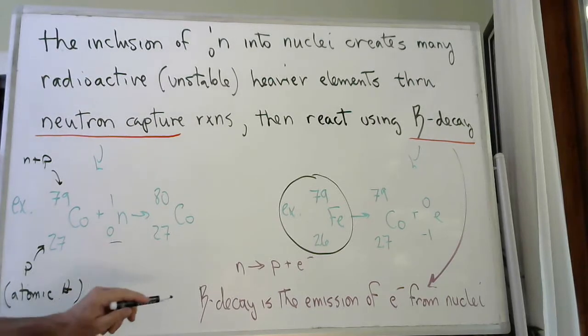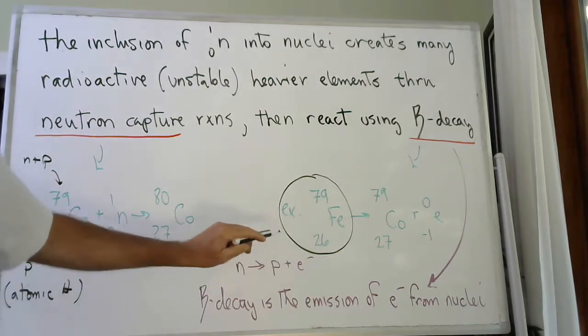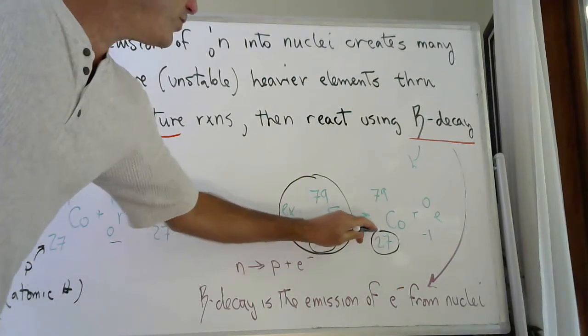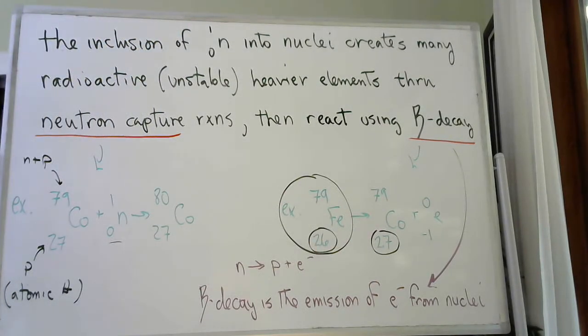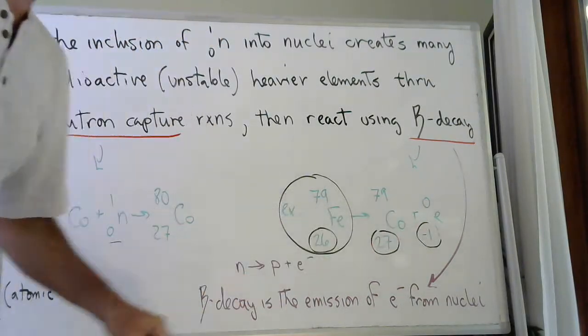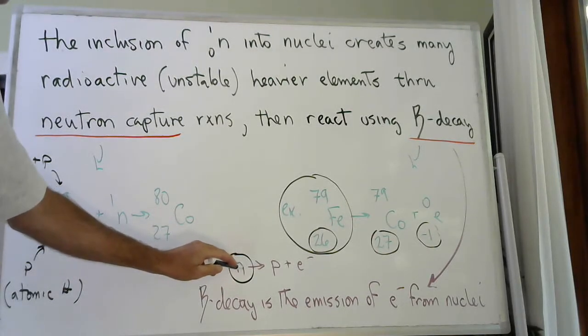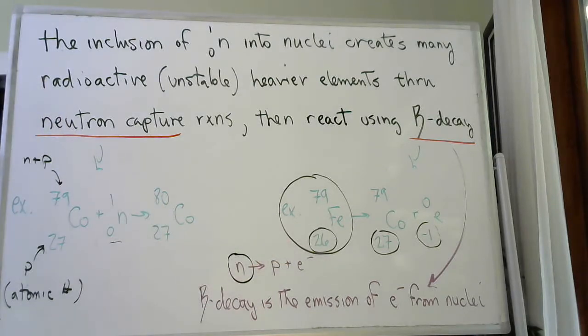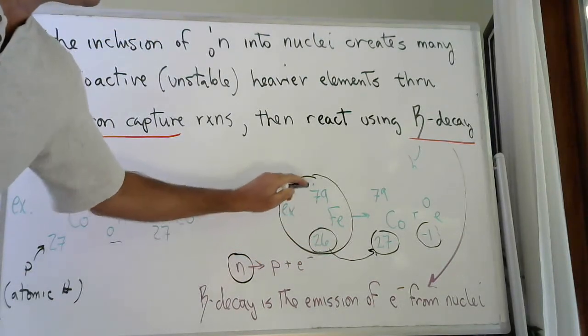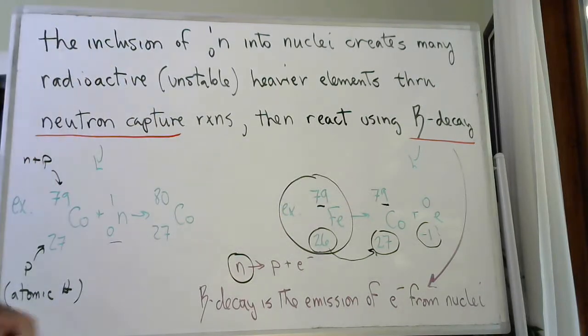When this happens, what's really going on is, if you notice, this bottom number changes from 26 to 27. And that is because we're trying to balance this reaction. Essentially, what is happening is one of these neutrons that are being captured decomposes into a proton and an electron. Because you see, we gain a proton here, but we keep the mass the same. So under beta decay, that is what is occurring. A neutron is changing to a proton, and an electron is being ejected. So you should be able to write these types of reactions.